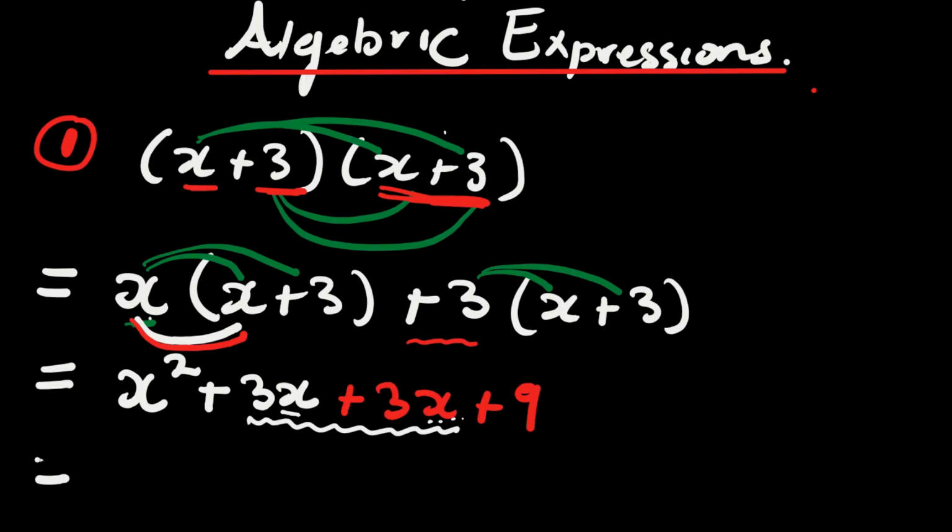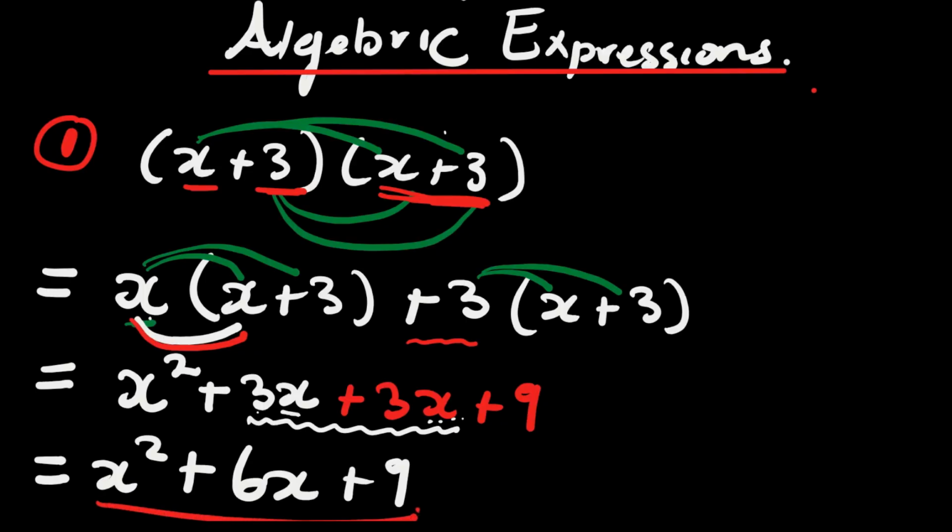So in this case, it will be x squared, then plus 3x plus 3x. We know 3x plus 3x will give us 6x, then plus 9. And this is our final answer. This is how we solve the first example.